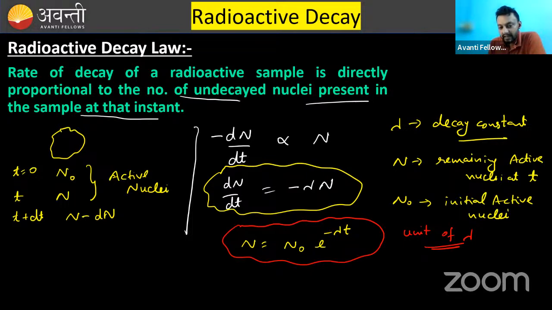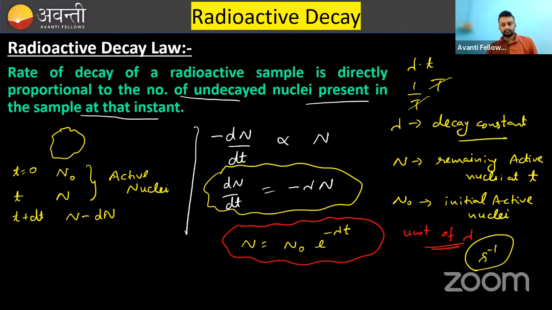That means the dimension of lambda into t is dimensionless. So lambda into t is dimensionless, no dimension. T has a dimension of time. So lambda must have a dimension of 1 by t, na? Only then it will be dimensionless. So lambda has a unit of 1 over time, that is second inverse. That is second inverse. I hope you just forgot everything.